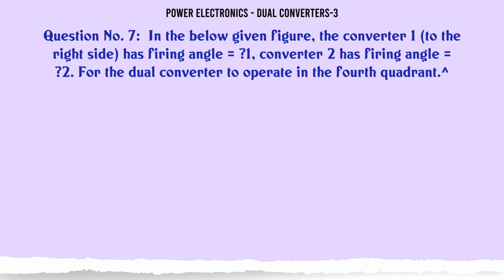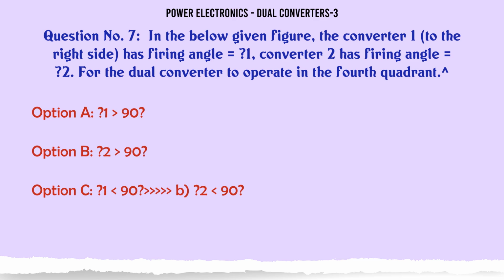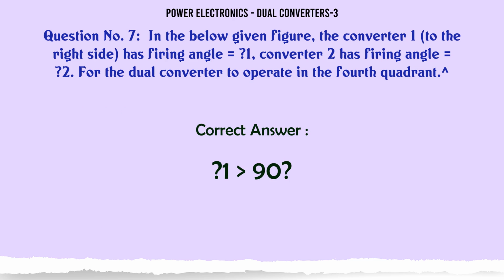In the below given figure, the converter 1 to the right side has firing angle α1, converter 2 has firing angle α2. For the dual converter to operate in the fourth quadrant, A. 190, B. 290, C. 190, B. 290, D. The correct answer is 190.